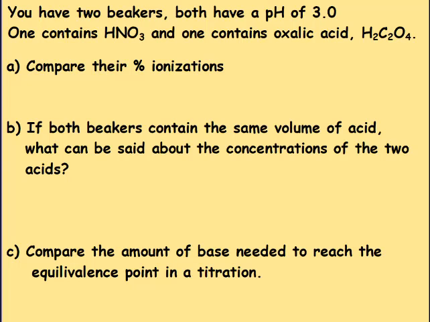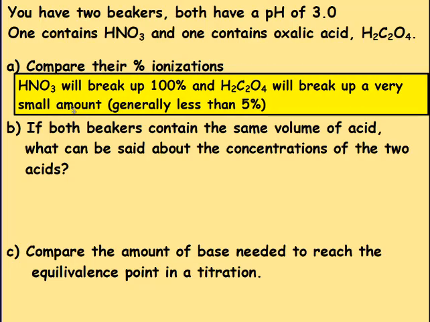So HNO3 is a strong acid, and like we've talked about at the beginning of this video, strong acids break apart 100%. While oxalic acid is a weak acid, so it's going to break up very little. It's going to break up less than 5% at most.